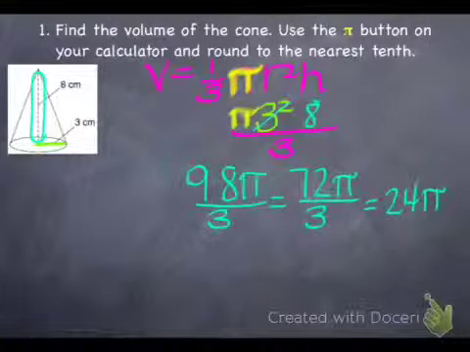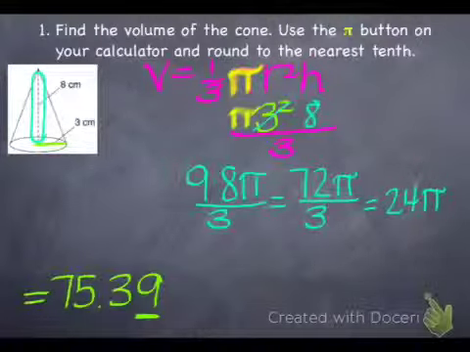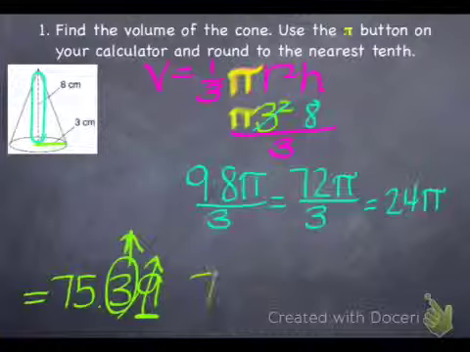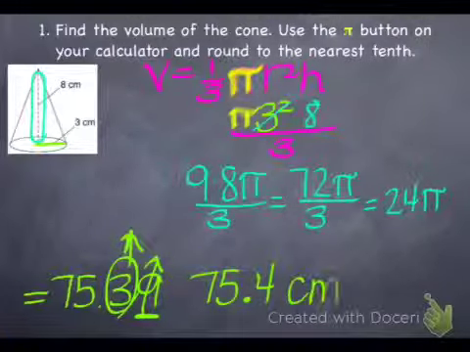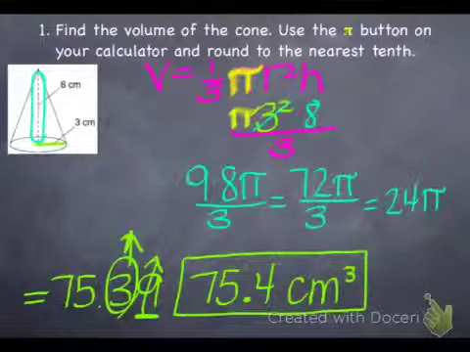So now I'm going to take my calculator and I'm going to use the pi button. When I do 24 times pi, I get 75.39 and so on. This number is bigger than 5, so 3 is going to go up to 4. So it becomes 75.4 centimeters. Today we're doing volume, so it's going to be cubed. Volume is cubed.